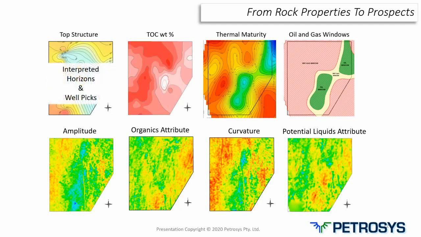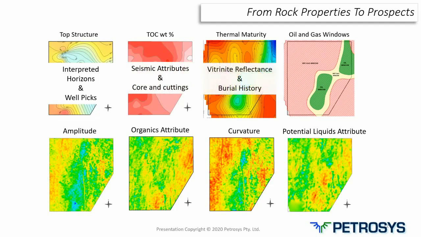But where does this data come from? So interpreted horizons and well picks for our top structure, so that's well data and seismic data. And the TOC, as I said, was from some seismic attributes, but also from core and cuttings later on in the field development. The thermal maturity comes from vitrinite reflectance and the burial history of the basin, so we kind of know what the temperature gradient is and how far it's been buried.